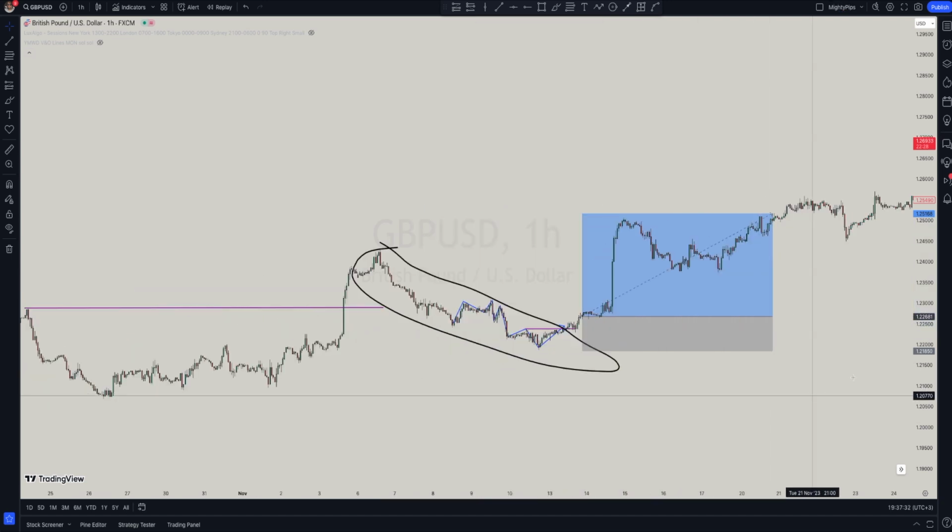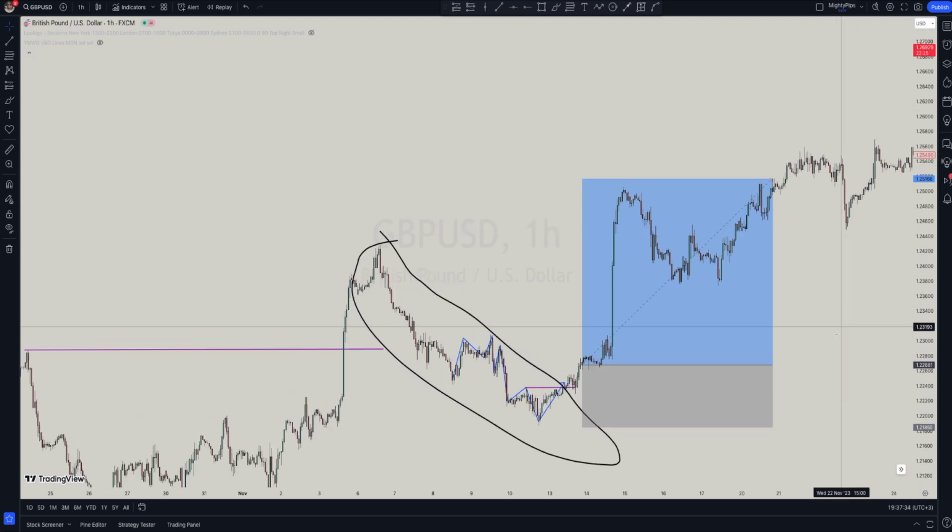So guys, that is a breakout strategy that I wanted to show you. Hope you guys have learned something.